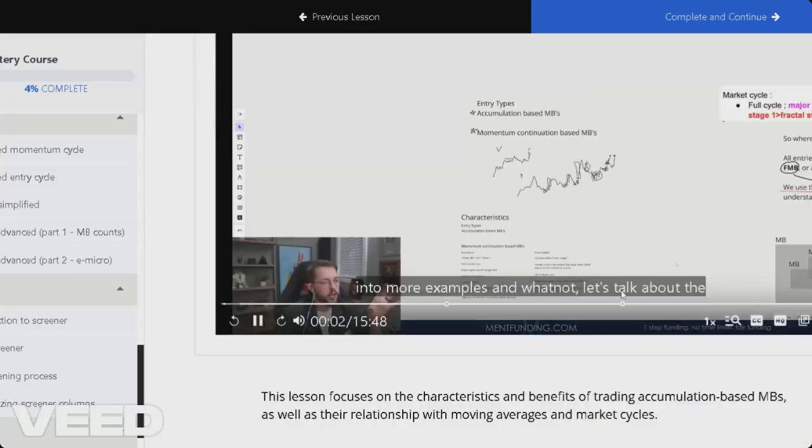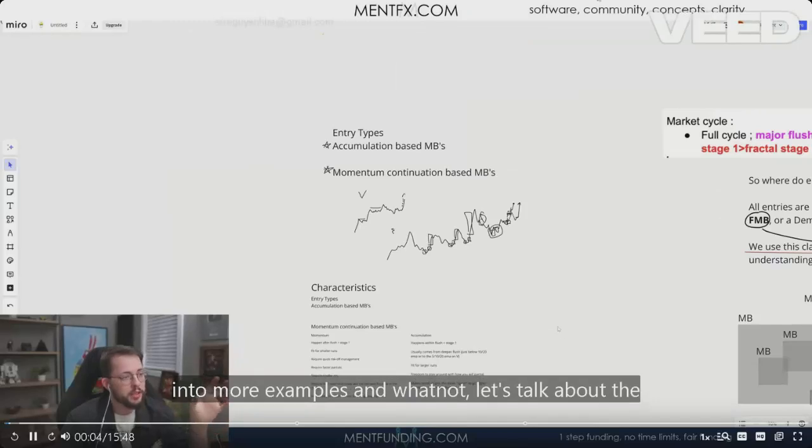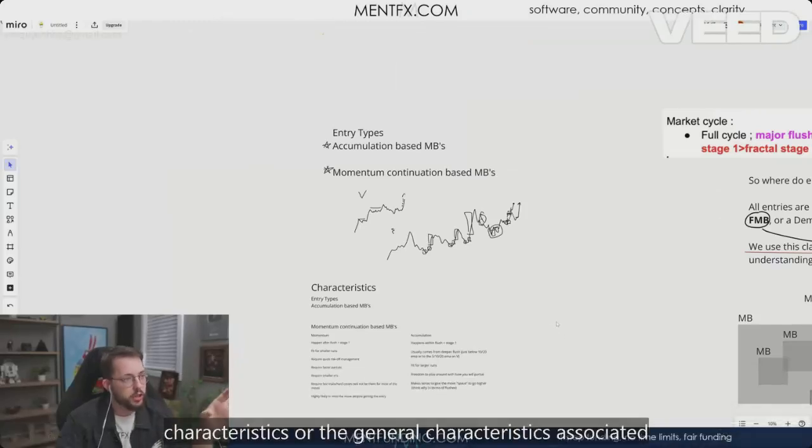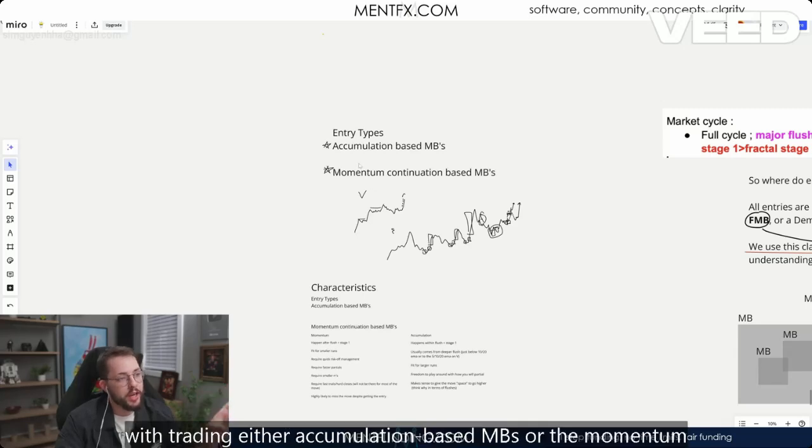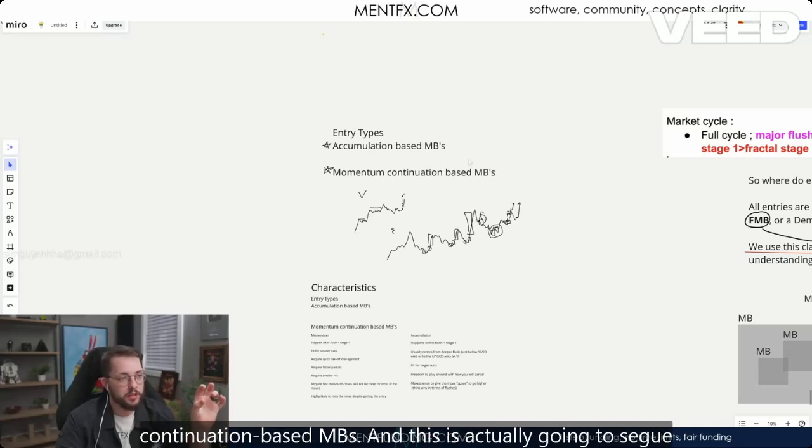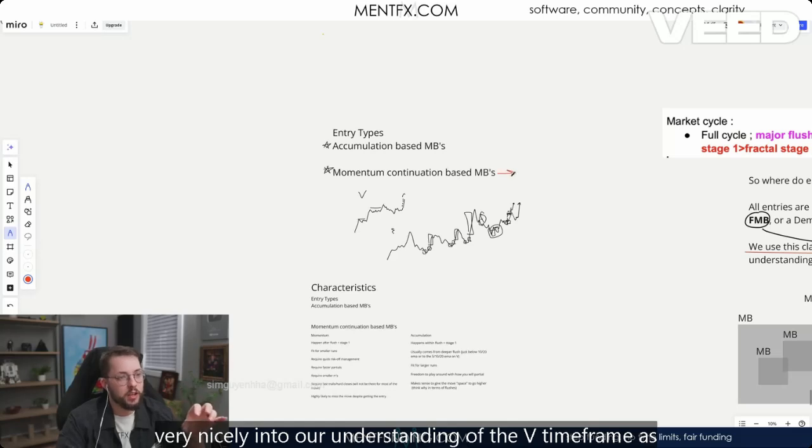So before we drill down into more examples and whatnot, let's talk about the general characteristics associated with trading either accumulation-based MBs or the momentum continuation-based MBs. And this is actually going to segue very nicely into our understanding of the V time frame as well.